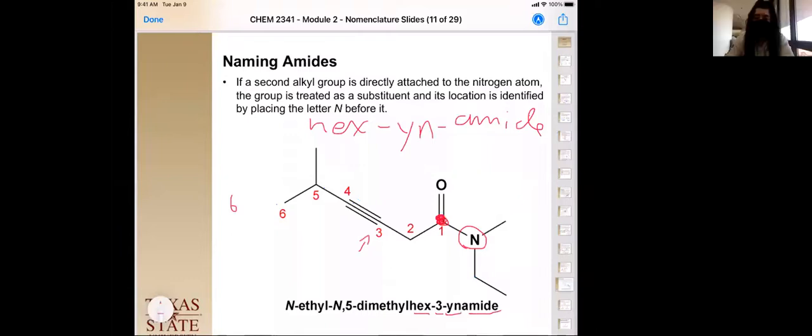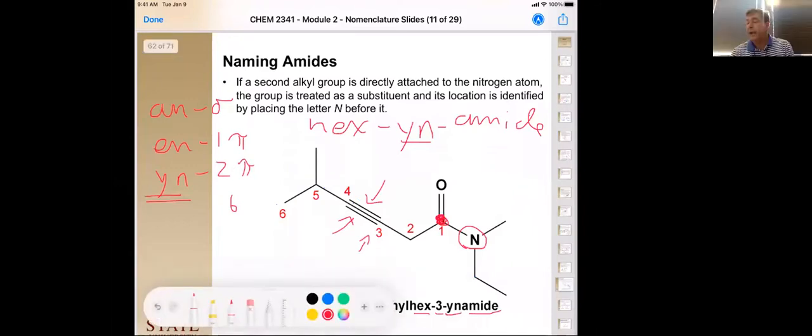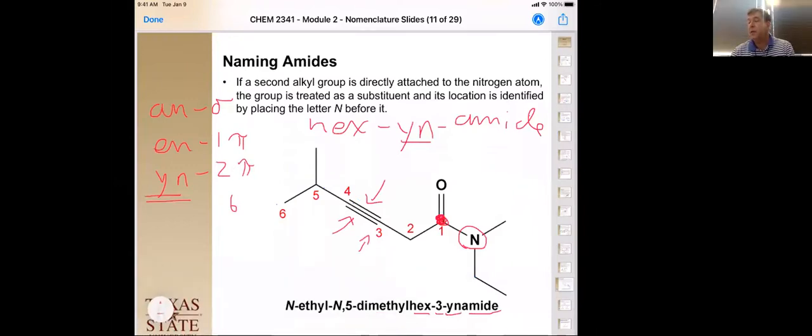from? I have a question. Yes. Where did the yne come from? Yeah. Yne comes from the fact that we have a triple bond in our chain. Because an means we only have sigma bonds, ene means we have one pi bond, and yne means we have two pi bonds. And so that means a triple bond has two pi bonds, and that's where the yne comes from. Okay, thank you.